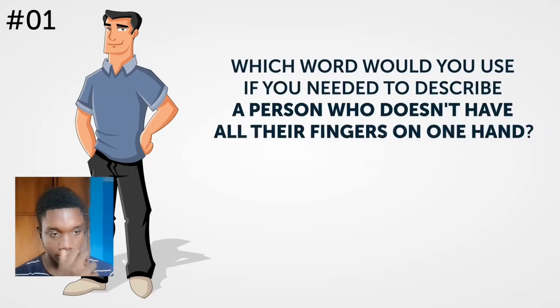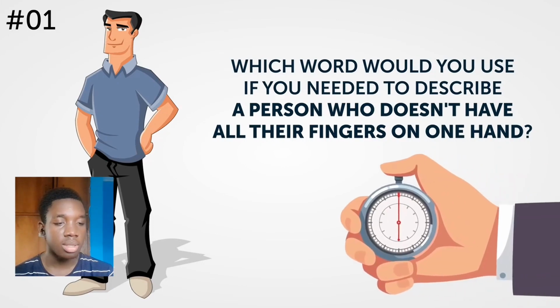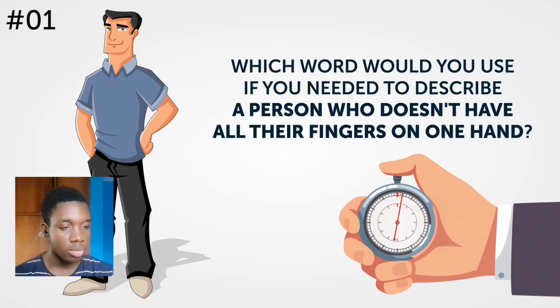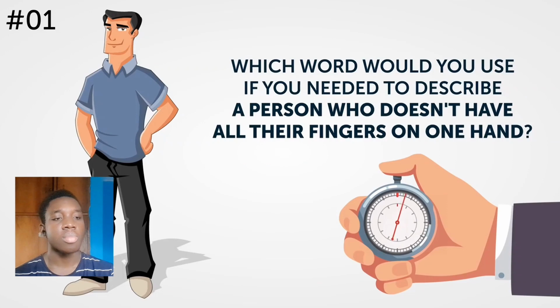1. Which word would you use if you needed to describe a person who doesn't have all their fingers on one hand? You have 10 seconds to come up with the correct adjective. Wait, let me pause this. Which word would you use to describe a person who doesn't have all the fingers in one hand? Oh, wait, there's a timer.